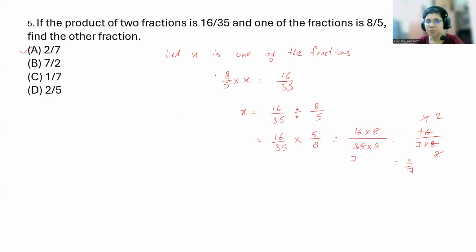So what we did is simply assume that the other fraction is x, and x into 8 by 5 is 16 by 35. So x will be equal to, you just take this 8 by 5 to that side. Here it is multiplication; this side it becomes division. And in division, what you do is just swap numerator and denominator and then simplify it.